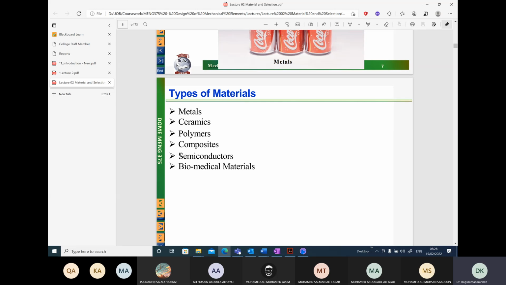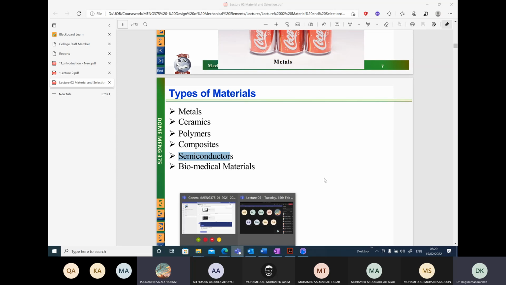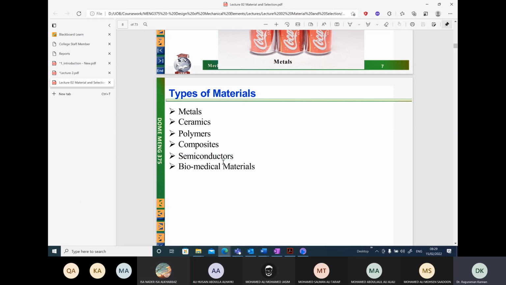Again, you have some special kind of materials. Basically, a semiconductor is also classified as a ceramic material. What is a semiconductor? Can one of you tell me? What is a semiconductor? Are you guys there? Silicon. Silicon is an example of semiconductor.